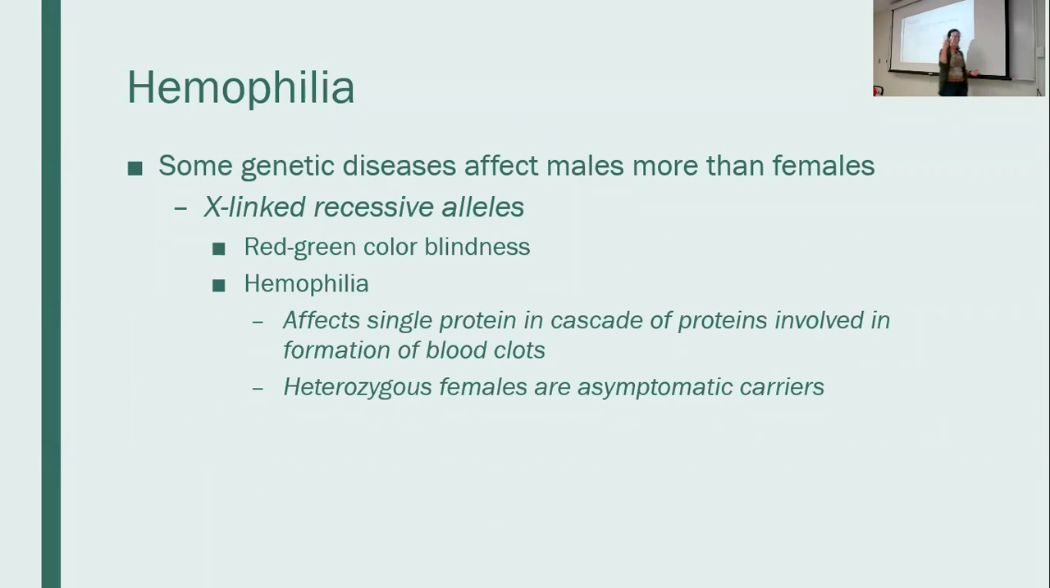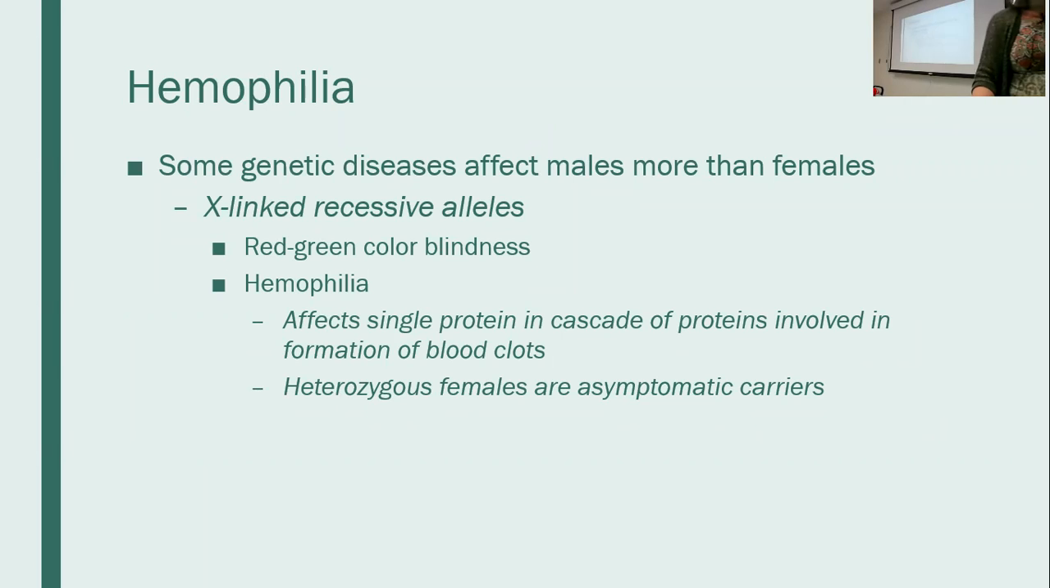But we run into this red eye, white eye, similar problem. A heterozygous female is an asymptomatic carrier, right? I could be carrying an allele for hemophilia and have no idea, right? Because I'll just express the dominant allele that allows my blood to clot normally.